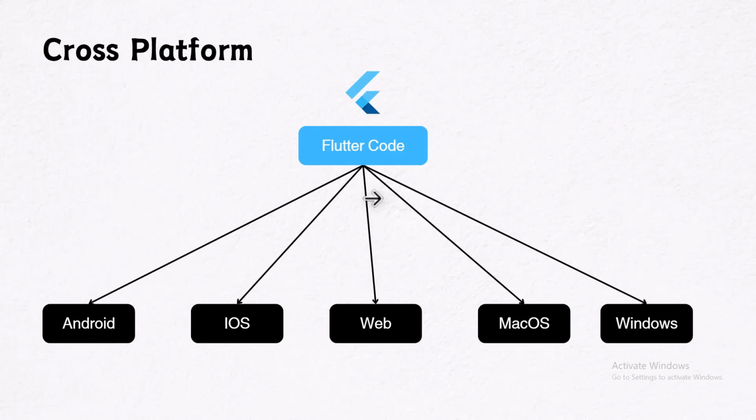A question arises: why should we use Flutter? And the answer is, Flutter is cross-platform. So what does that mean? It means that when you write code in Flutter, the same code can generate Android, iOS, web, macOS and Windows applications for you. So you don't need to use different technologies to build applications for all these platforms. You can just learn Flutter and build applications for all these platforms using a single code file.